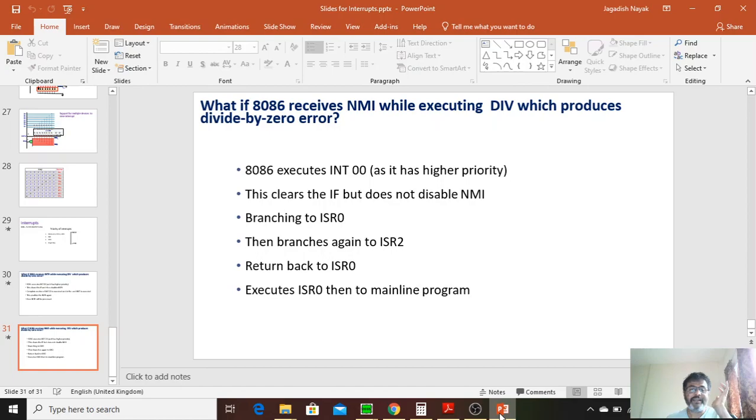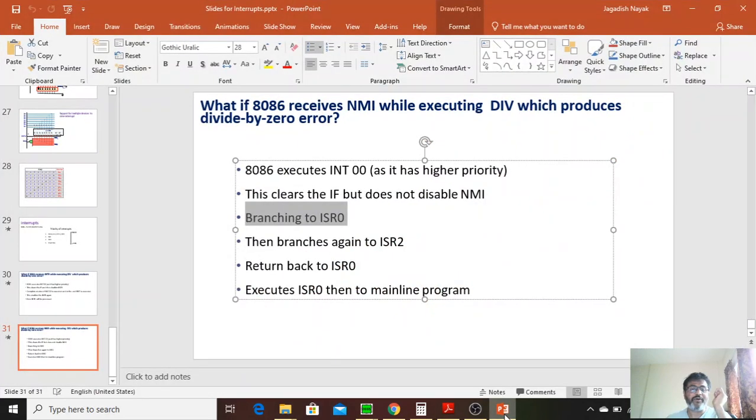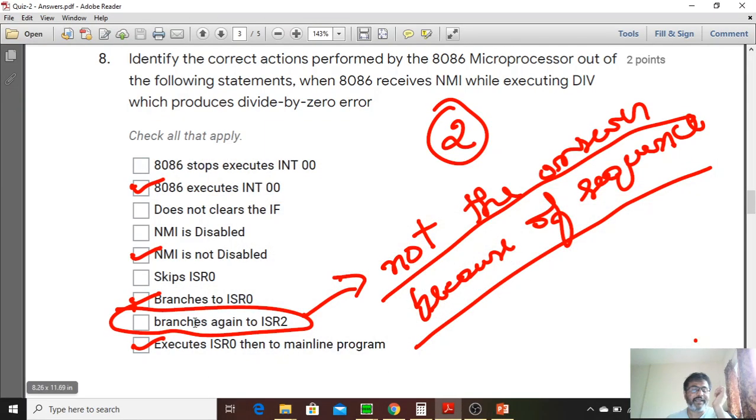Then branches to ISR 0. See here, next is branches to ISR 0. It says it skips ISR 0, it's the wrong answer. Next option is branches to ISR 0. But before that, there is one process which is branches again to ISR2, but that branches again to ISR2 is coming next. That means that is not there in this sequence.